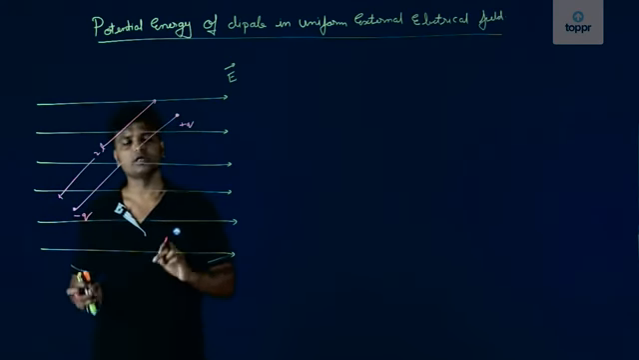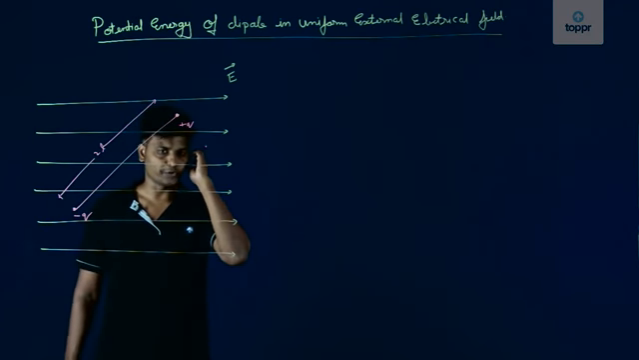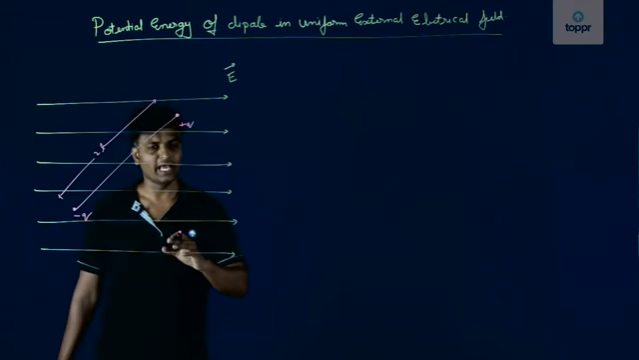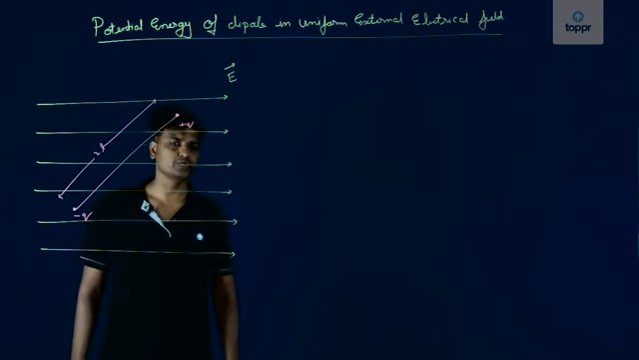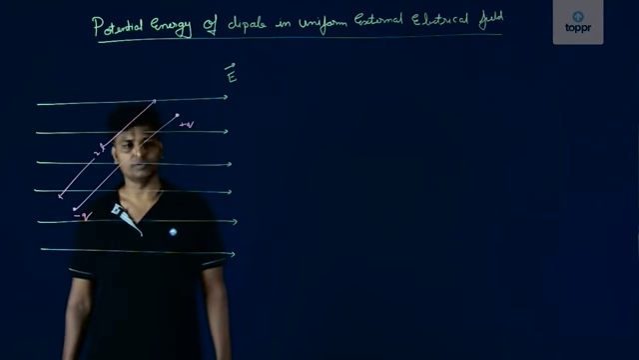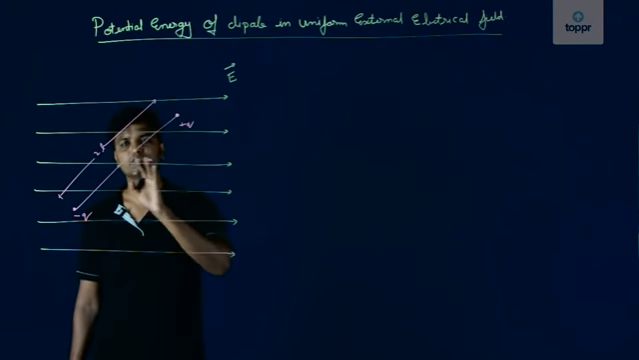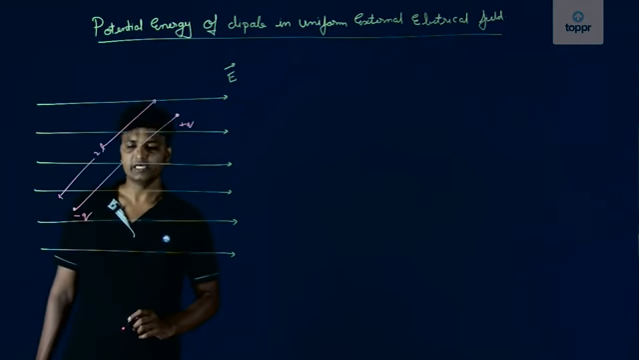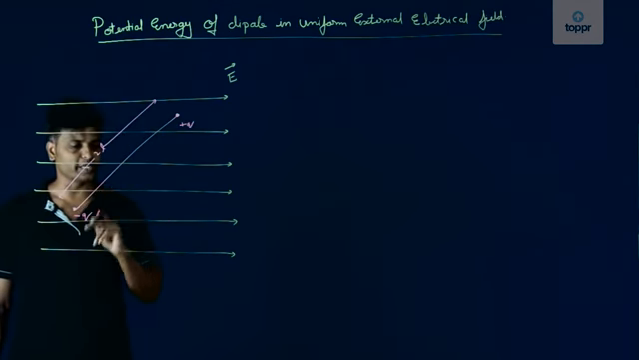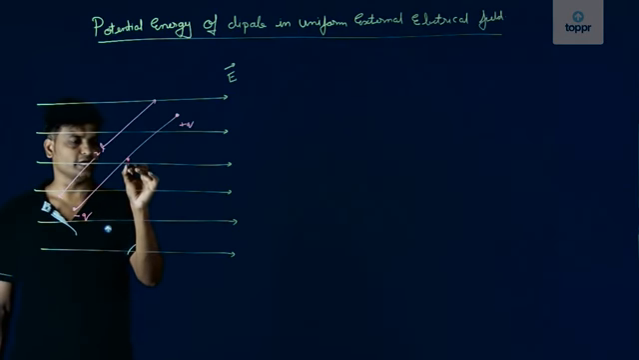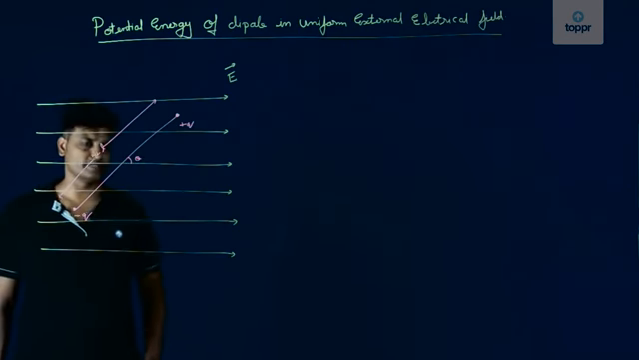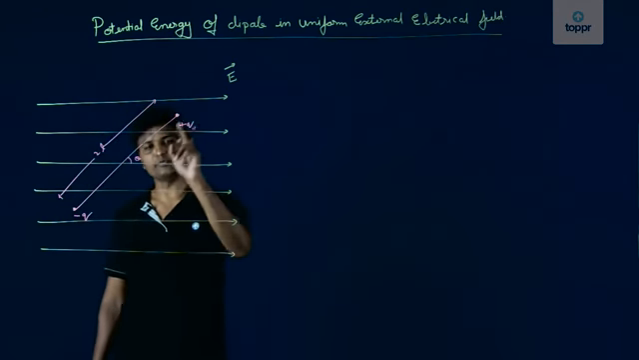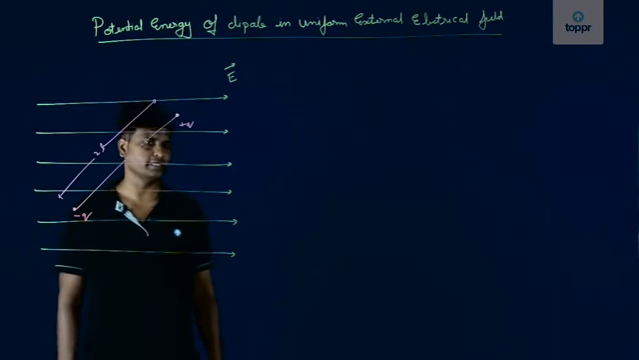What is an electric dipole? It is nothing but two charges of equal magnitude but opposite polarities separated by a very small distance, and that particular arrangement is called an electrical dipole. So this electrical dipole is placed inside the external electrical field. The axis of the dipole is making an angle theta with the electrical field.